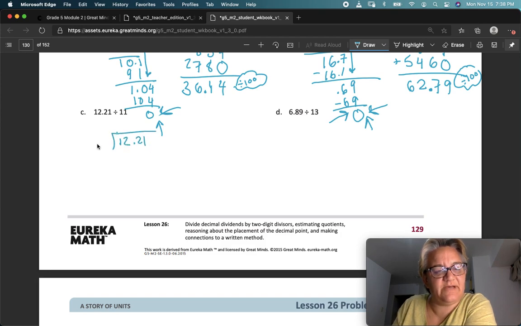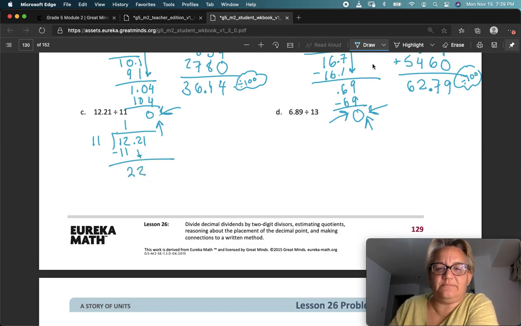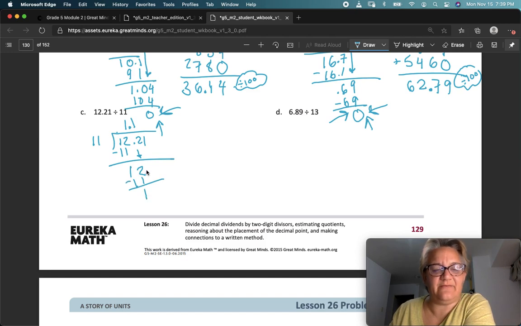12 and 21 hundredths divided by 11. Okay, 11 will go into 12 one time. 1 times 11 is 11. Then I have 2, and I'll bring down this 2. Oh, sorry. 2 minus 1 is 1. And 11 into 12 goes 1 time. 1 times 11 is 11. And subtract, and then I bring that 1 down, 11 left. 1 times 11 is 11. And there's the 0. Okay, so 1 and 11 hundredths.